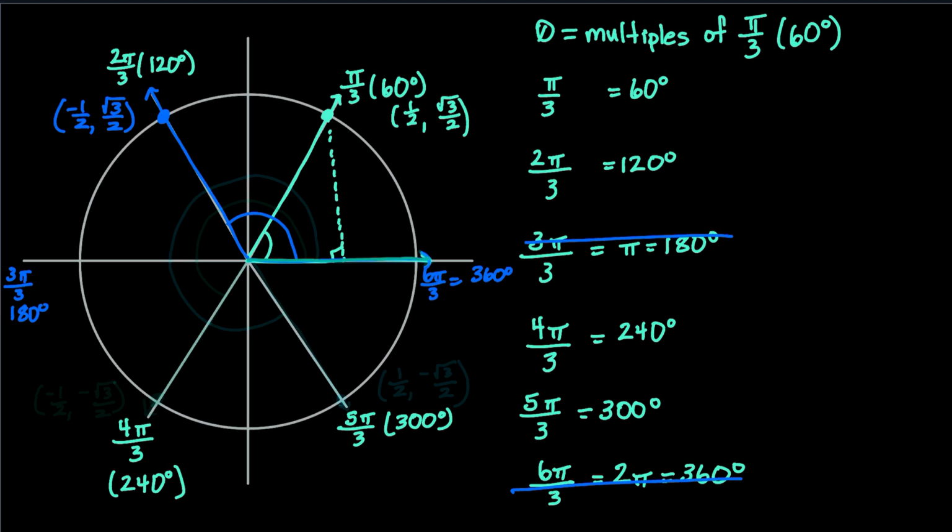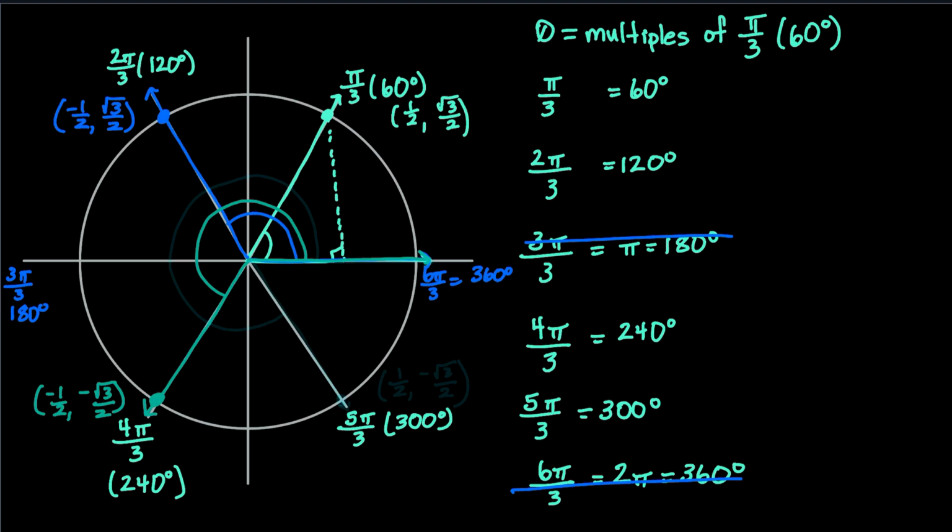Initial side on the x-axis, terminal side at 4 pi over 3, creating this angle, 4 pi over 3 there. So the corresponding coordinate point in quadrant number 3, where x's are negative and y's are also negative, is going to be negative 1/2, negative radical 3 over 2.